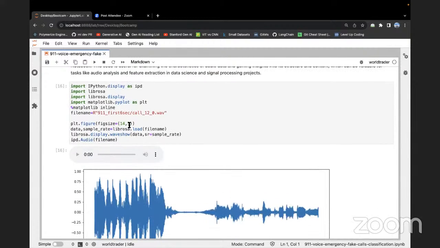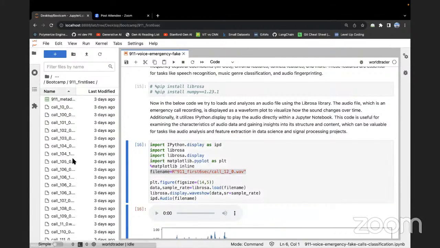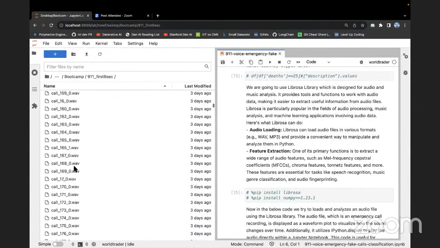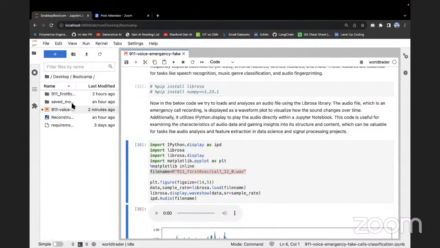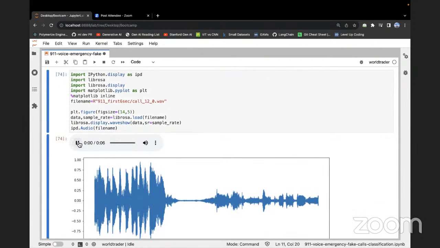Okay. So I just loaded, I have a lot of files you can see here in this particular folder. I have all of these call records, right? .wav. I have all of these interesting call records that we are going to work with today. So I just loaded one of them using librosa.